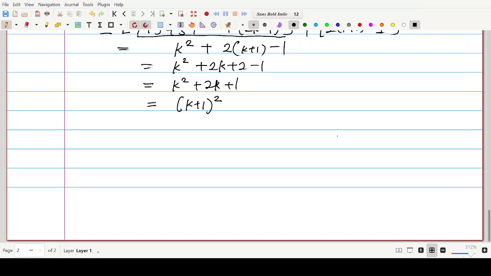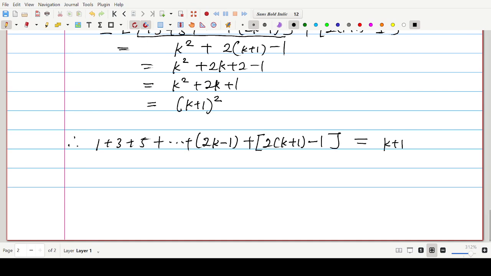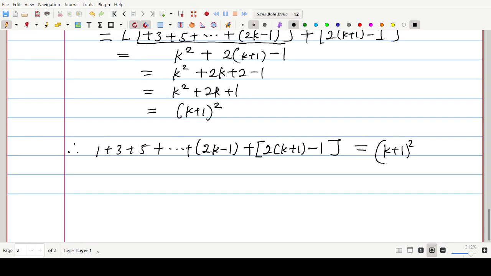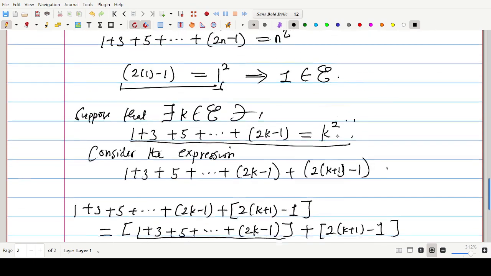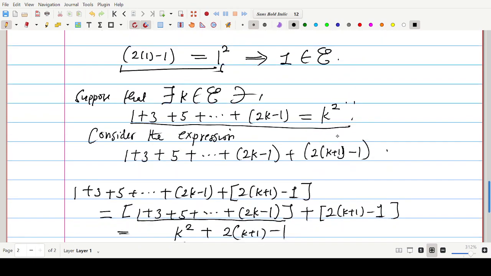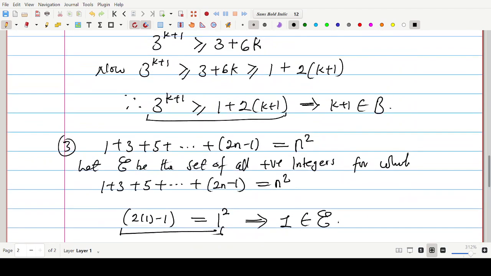All right. So we've seen that 1 plus 3 plus 5 plus dot dot dot 2k minus 1 plus 2 brackets k plus 1 minus 1 yields k plus 1 to the power 2, which is the original proposition, but this time replaced with k plus 1. Compare this we have now with the case when it was n. You see that they are the same thing. All right, look at it here. Compare this with this.